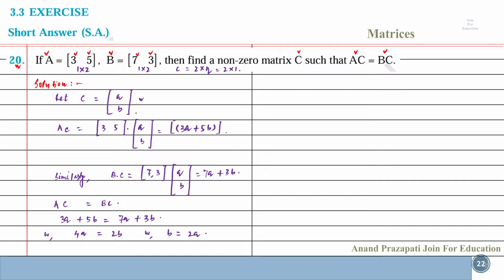So let a equal to 1, then b will be what? 2, and so on. So the c will be what? It will be 1 2. It also can be 2 4. It will be 3 6. And dot dot dot. So this one will be the answer of this question.